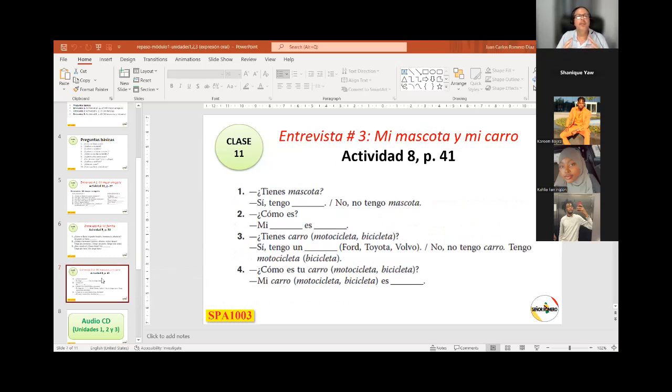Ah, bueno, el último grupo, the last set of questions that you will be able to answer for this test. Number one is mi mascota, my pet, mi mascota y mi carro, and my car. So, let me give you 1, 2 minutes.